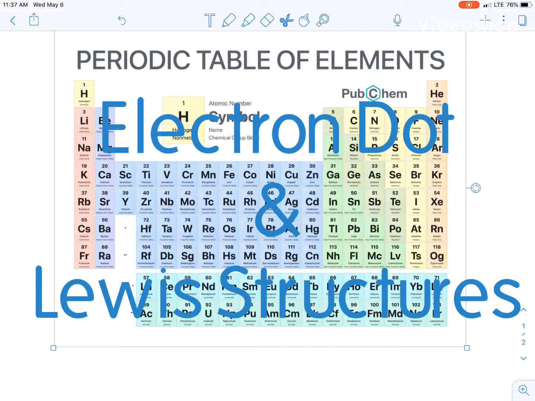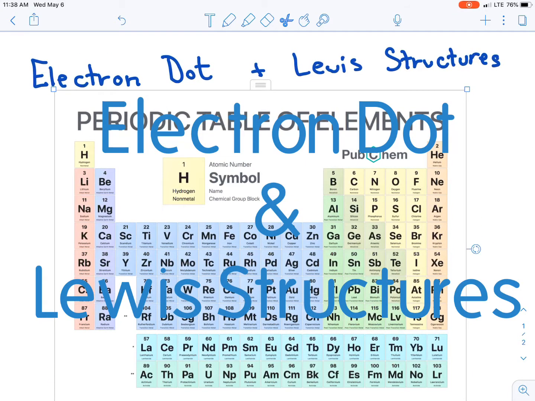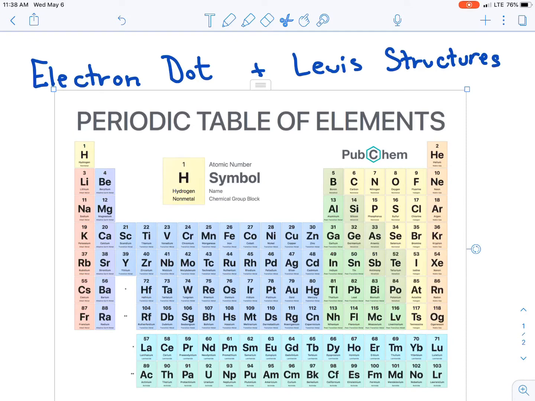So we're going to draw some electron dot, and then we'll do some Lewis structures. This should be really fun to do. Most of you guys know how to do some electron dot. We'll start off easy, and then we'll work our way up to something a little bit more complex. This won't take very long because I'll go as fast as I possibly can.